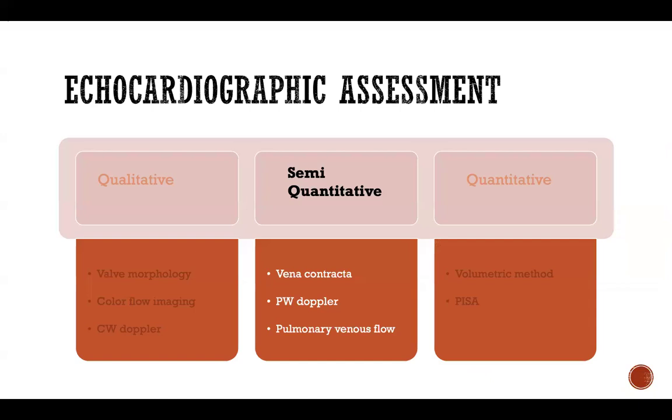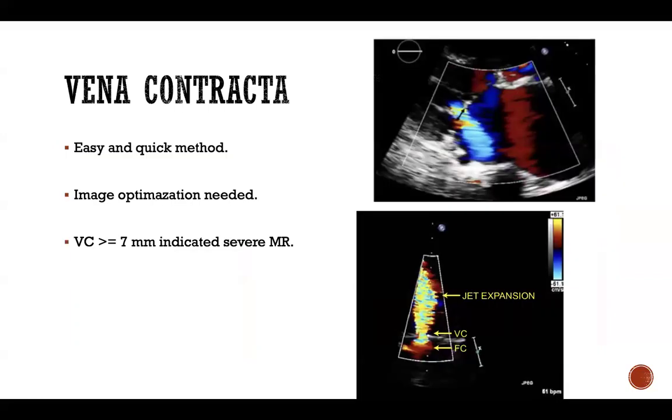Okay, the second category of the assessment of echocardiographic measurement is the semi-quantitative measures, starting with the vena contracta. The mitral regurgitation jet is divided into a flow convergence zone here, then the vena contracta, and then the body of the jet or the jet expansion. The vena contracta is the narrowest beam you can see in the jet. It's usually easy and quick.